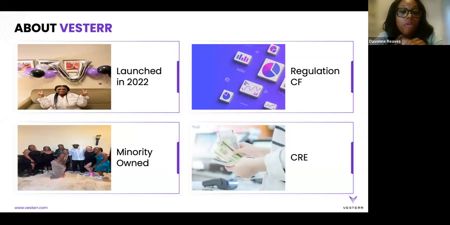Again, we're Regulation CF, we're minority owned. The majority of the investors who invest in Vestor are Black. Those are some of the investors there. And we only focus on commercial real estate.